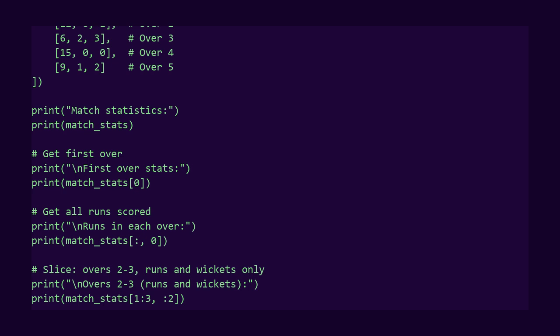I can get all the runs scored. That's all rows, column 0. Colon means all rows, 0 means first column. This gives us runs for all 5 overs. And here's where it gets powerful. I can slice rows. Index 1 to 3 means overs 2 and 3, not including index 3. Then colon 2 means columns 0 and 1. Runs and wickets only. This gives us a 2 by 2 matrix. Runs and wickets for overs 2 and 3. This kind of slicing is incredibly useful when analyzing specific portions of your data.